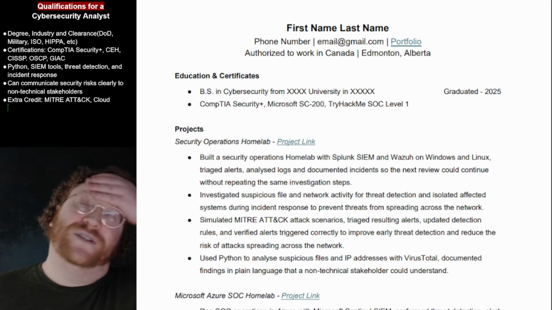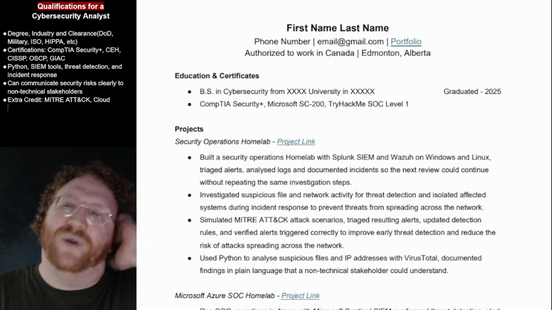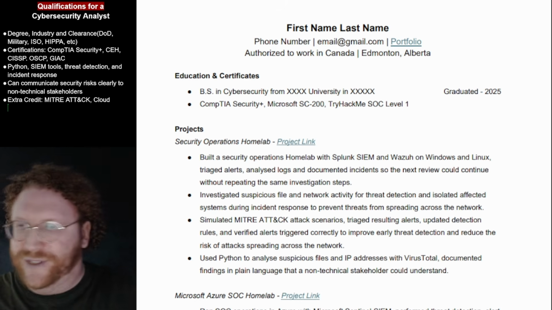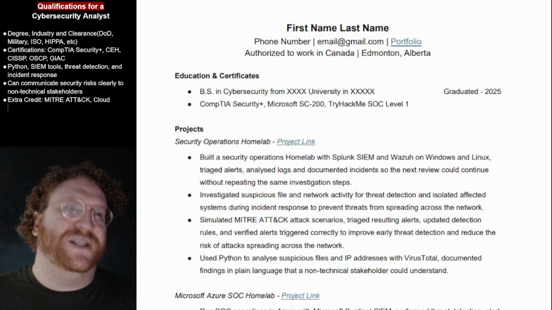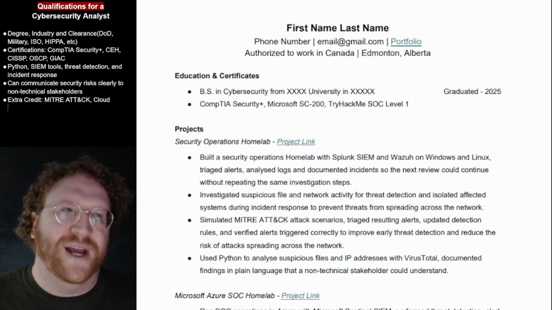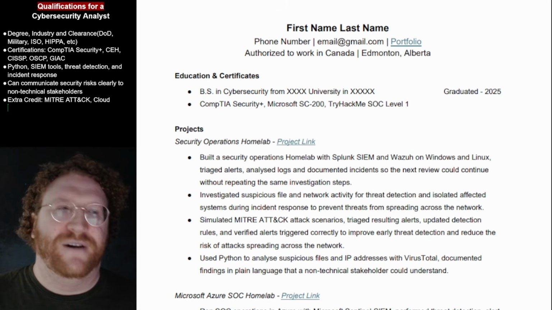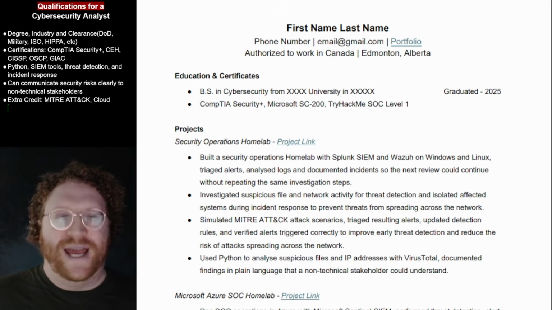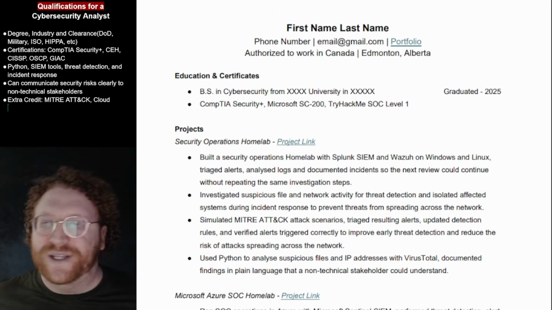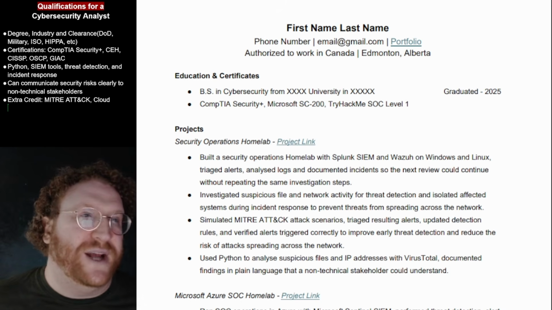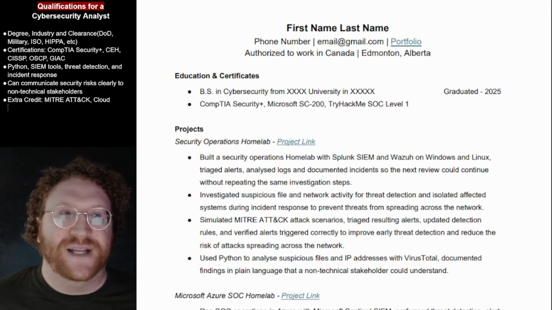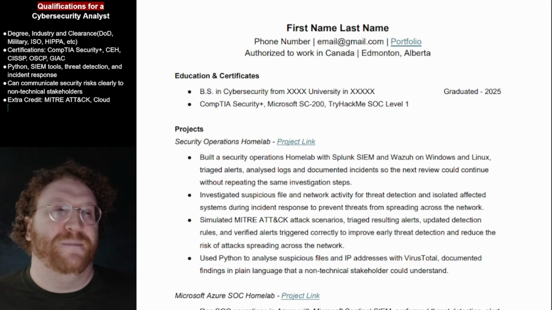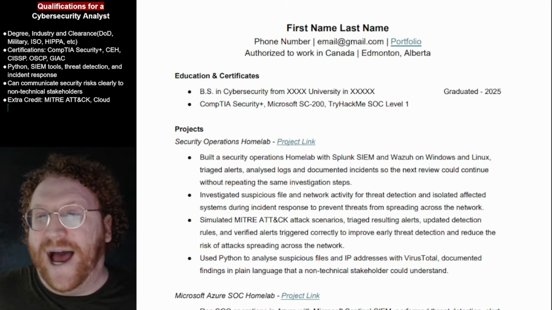Like, there's so many certs. Cybersecurity is one of those where the list of actual keywords is longer than I can put in. So as long as you have some of these certs, as long as you show me the industry, as long as you show me some degree and clearance, you should be fine on that part. But I cannot list them all. Then I want to see Python and SIEM tools, threat detection, incident response, can communicate security risks clearly to non-technical stakeholders, and then extra credit for MITRE ATT&CK and cloud.